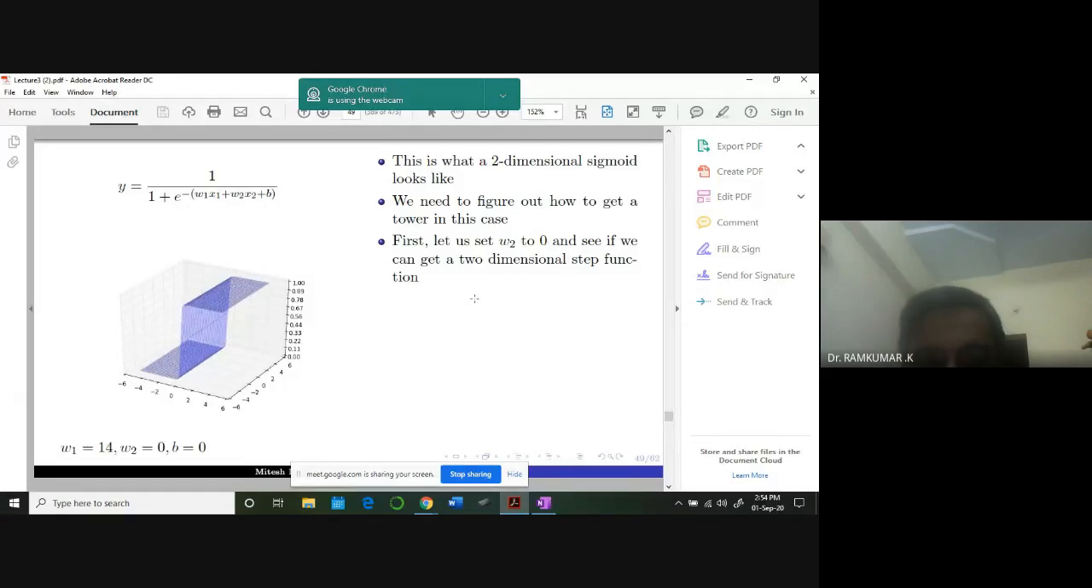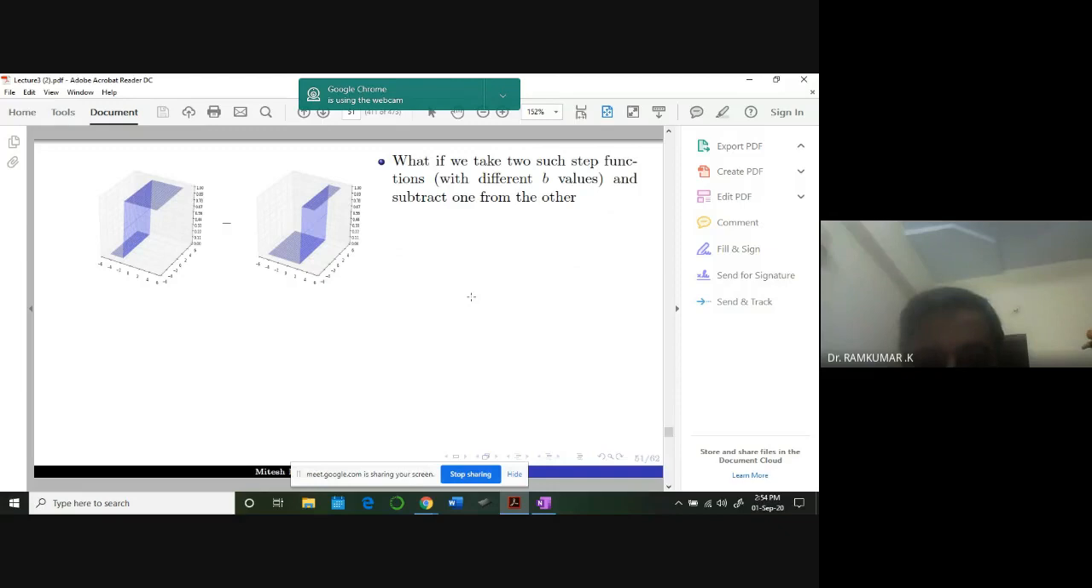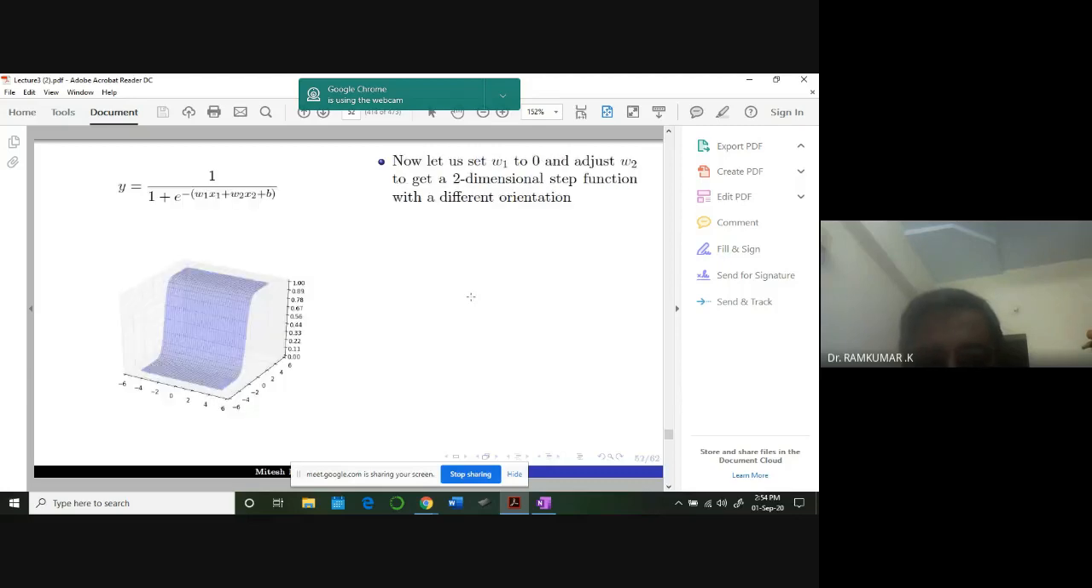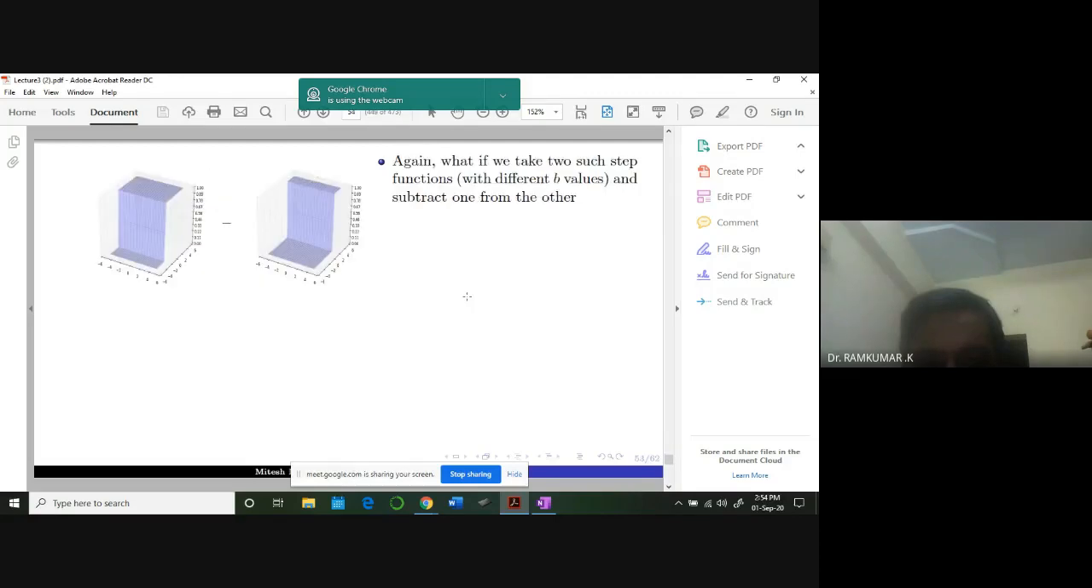W1 I'm varying, W2 I'm keeping at 0. And then I'm varying the weights, then I'm varying the bias. It's more like this. Now if I take two of these step functions and subtract, I'll be getting this tower. Is it clear? Now I'm going to get the tower like this. See here. This is what happened. So the second weight I'm now changing, keeping the first weight constant.